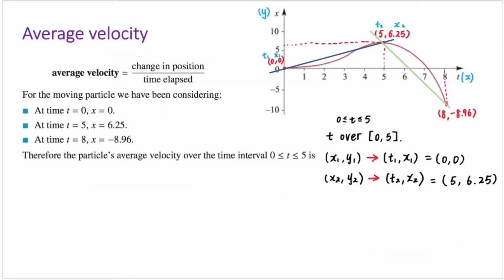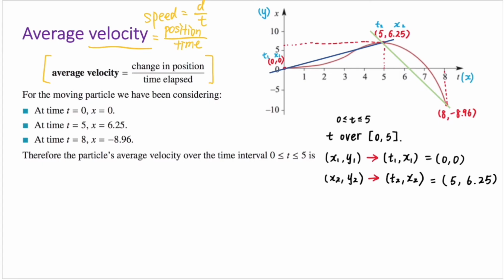So using the same example and same graph, let's now calculate the average velocity. To calculate average velocity, we have this formula here. It is equal to change in position over time elapsed. So think about this. Remember we said velocity is basically speed with a direction. And speed is equal to distance over time. Then velocity is going to be position over time. So average velocity is change in position over time elapsed. We can also say that average velocity is the average rate of change of position over time.